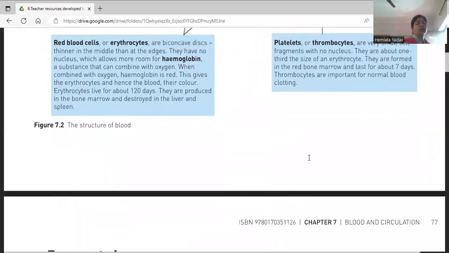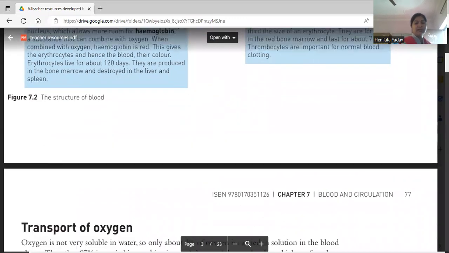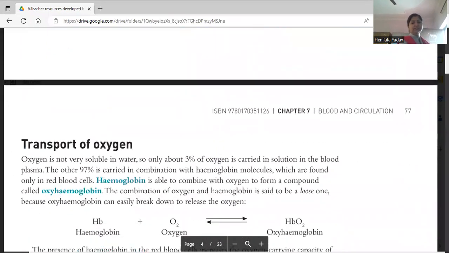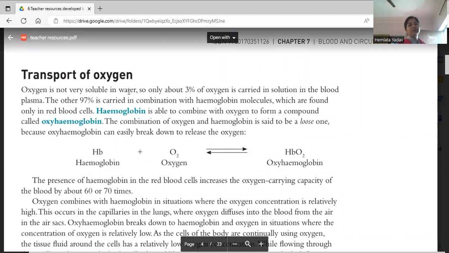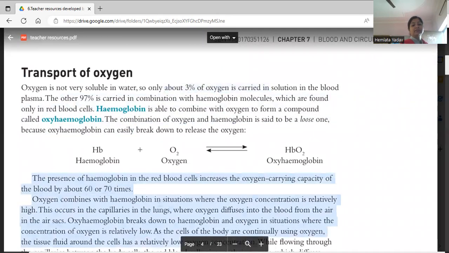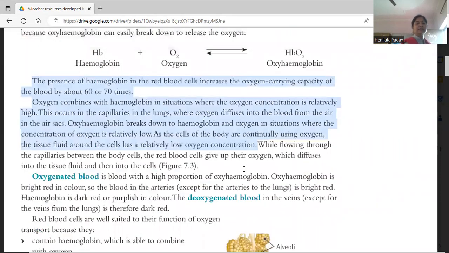Red blood cells look red because of the hemoglobin present in them, and hemoglobin is a respiratory pigment. You know that it transports oxygen. Transport of oxygen is 97% done by the hemoglobin molecule. Hemoglobin is an iron-containing protein which is a carrier for oxygen. When bound with oxygen it becomes oxyhemoglobin, and 97% is transported in this way, and 3% of oxygen is carried in the blood plasma. The presence of hemoglobin in red blood cells increases oxygen carrying capacity by 60 to 70 times.